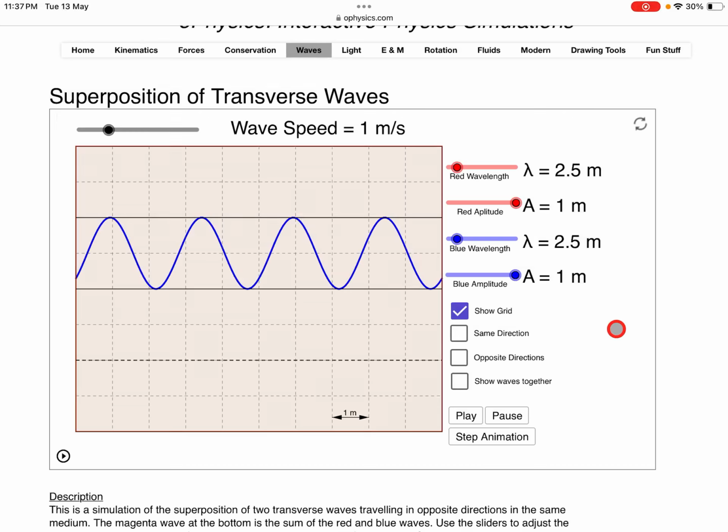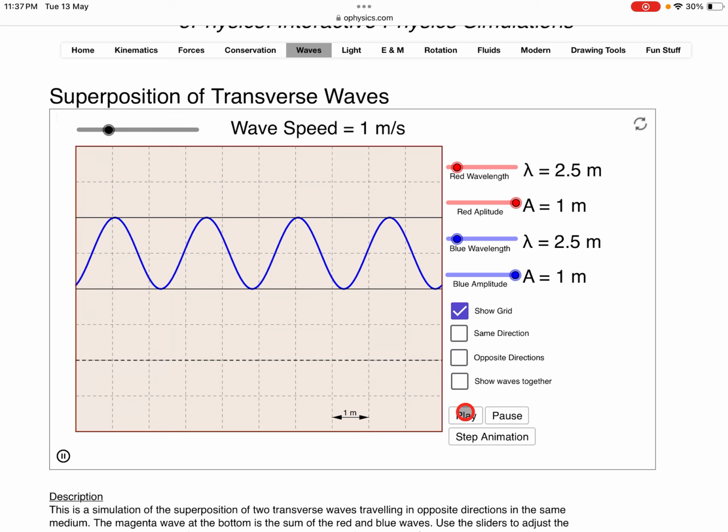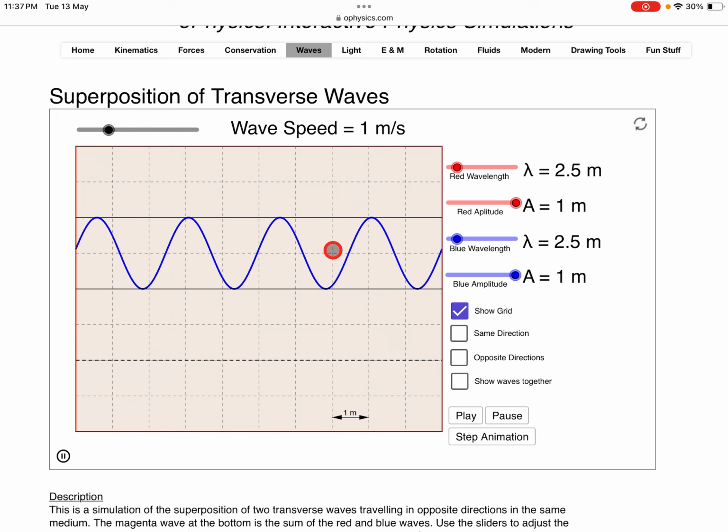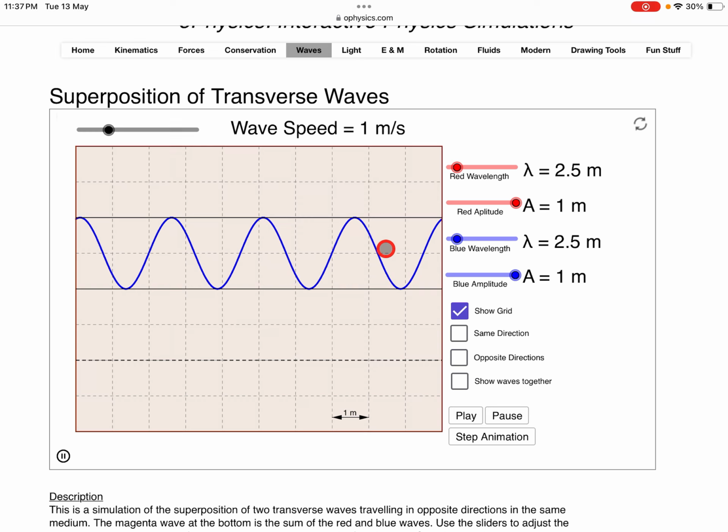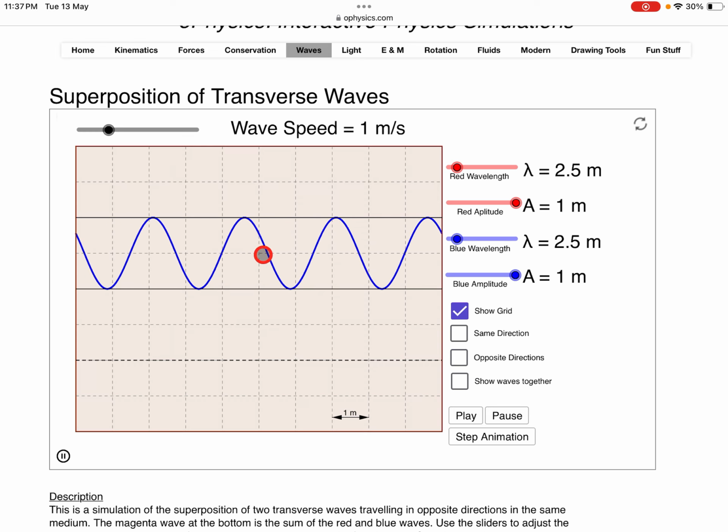Alright, so let us take a look at this simulation on how a stationary wave is formed by two progressive waves. Okay, so first things first, what is a progressive wave? A progressive wave just means a wave transferring energy from one point to another point. For example, you look at this blue wave, it's traveling at 1 meter per second towards the right-hand side. So this is a form of progressive wave.